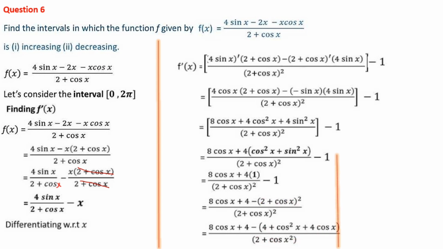Denominator as it is. Then here 8 cos x is written. Then when you remove the bracket, here there is plus 4, here there is minus 4, that is cancelled. Then minus cos square x is written here. Then minus into plus, minus 4 cos x is written. Only thing is that plus 4 and minus 4 cancelled. (2 plus cos x) the whole square is the denominator same as it is. Then here 8 cos x minus 4 cos x, 8 minus 4 is 4 cos x minus cos square x by (2 plus cos x) the whole square.